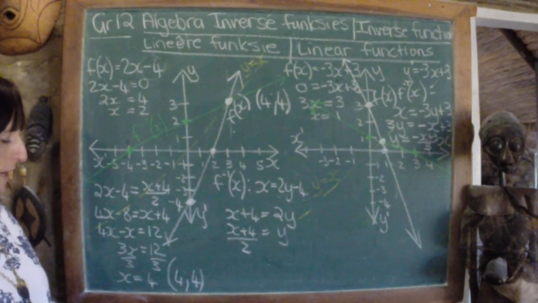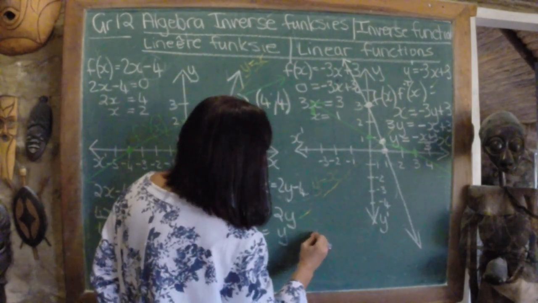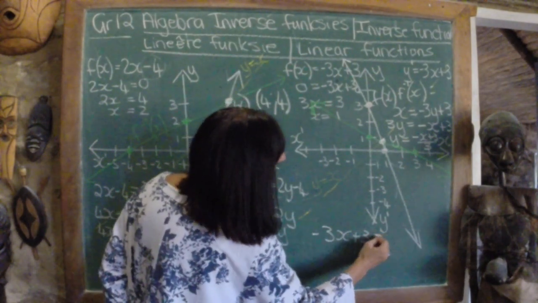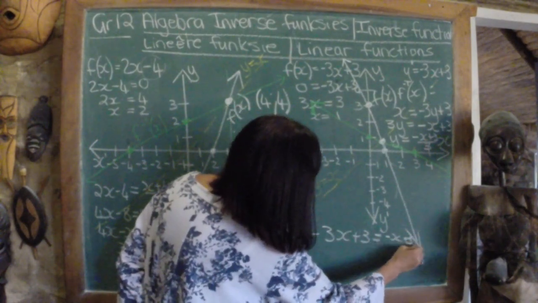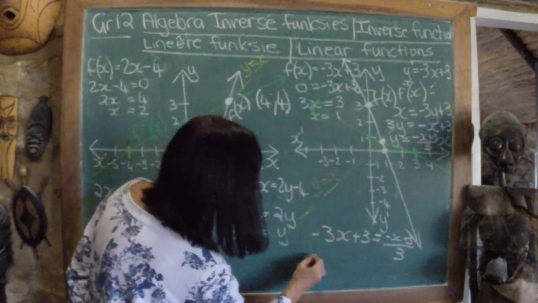A beautiful reflection. Let's get the point of intersection. We've got minus 3x plus 3 equals minus x plus 3 on 3. Okay, let's multiply with 3 on both sides.